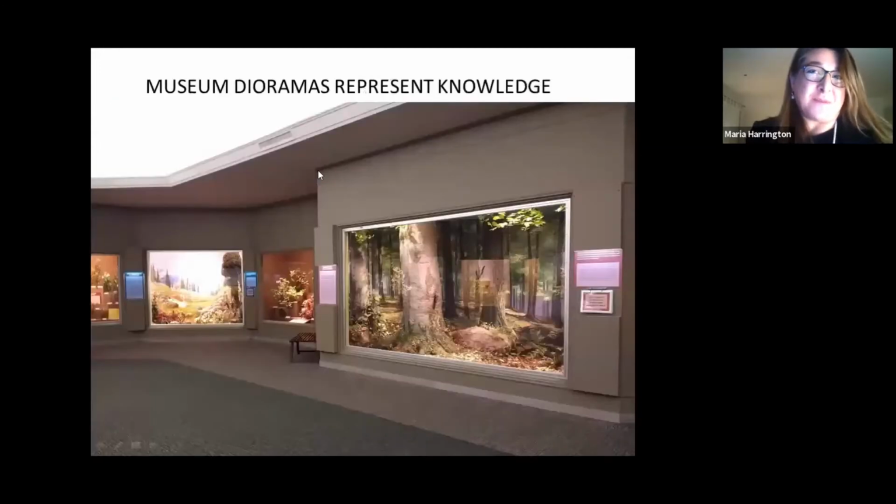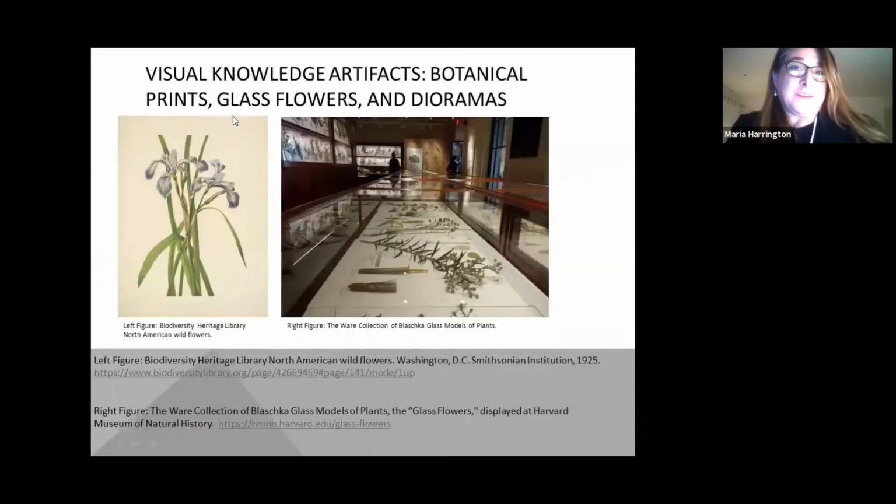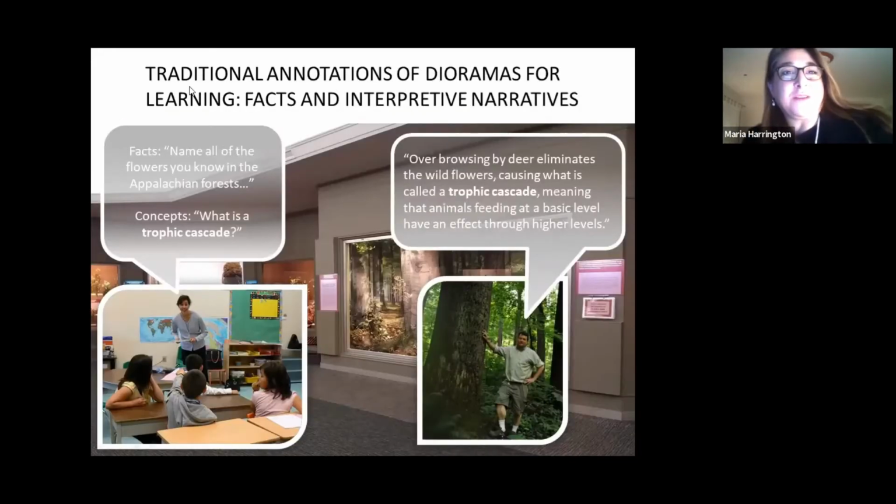Museum dioramas represent knowledge. These are knowledge artifacts that were designed and created to communicate science and information about the natural world to the public. Other examples of these knowledge artifacts are botanical prints or glass flowers. So let's look at traditional annotation methods of the dioramas of the past.